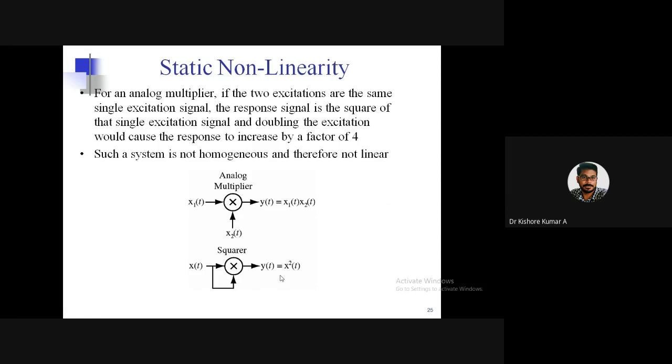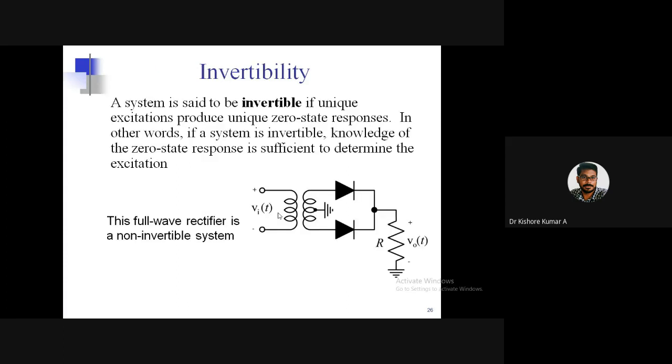So for an analog multiplier, if the two excitations are the same single excitation signal, the response signal is the square of that single excitation signal, and doubling the excitation would cause the response to increase by a factor of 4. That is what we can conclude in this slide. And invertibility. Invertibility in the sense that we need to invert the signal, that is, the output signal can be given to the input. My system is said to be invertible if unique excitations produce unique zero state responses.